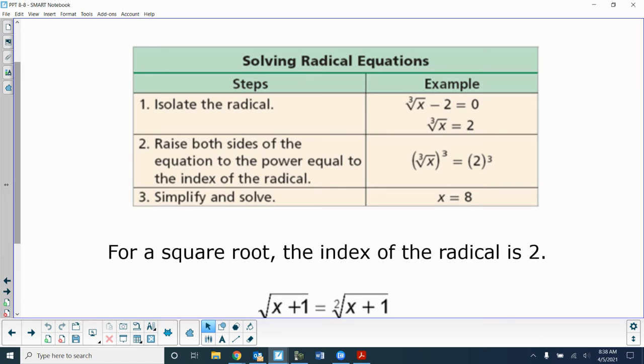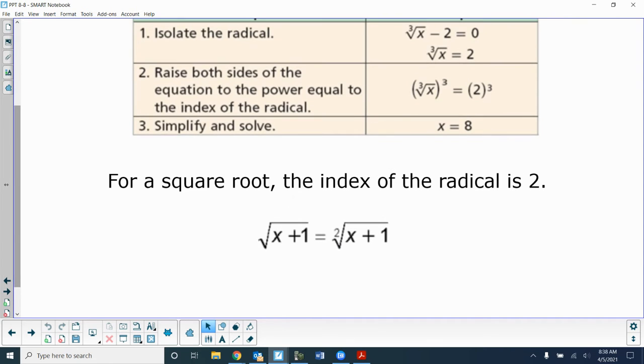Okay? So again, for square root, we don't usually put the index of 2 there, right? We just understand it's square root, right? So if we have that symbol, we're going to square both sides to get rid of that radical sign. Okay? Make sense?